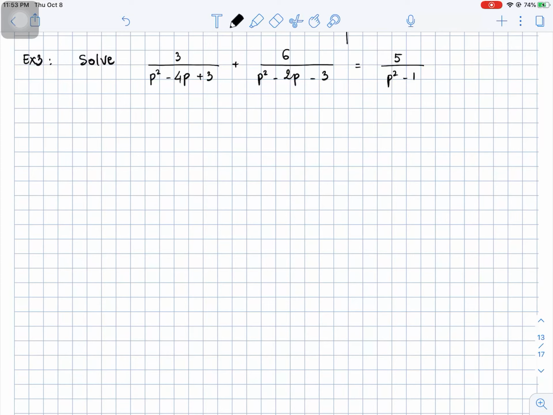Example number 3. We have this equation and the bottom is complicated. So my suggestion is that we need to factor the denominator so that we can find the domain easier. We can also find the LCD easier. So we need to rewrite this problem for the bottom in the factor form.